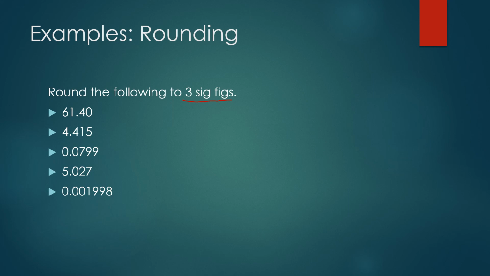When you're counting significant figures, you always go from left to right, just like reading a book. So in this first problem, 61.40, I'm going to start at the 6. So that's 1 significant figure. The 1 will be 2. And then this 4 will be 3. So I'm going to look at the number next to it. It's a 0, so that's going to stay a 4. So 3 significant figures will be 61.4.